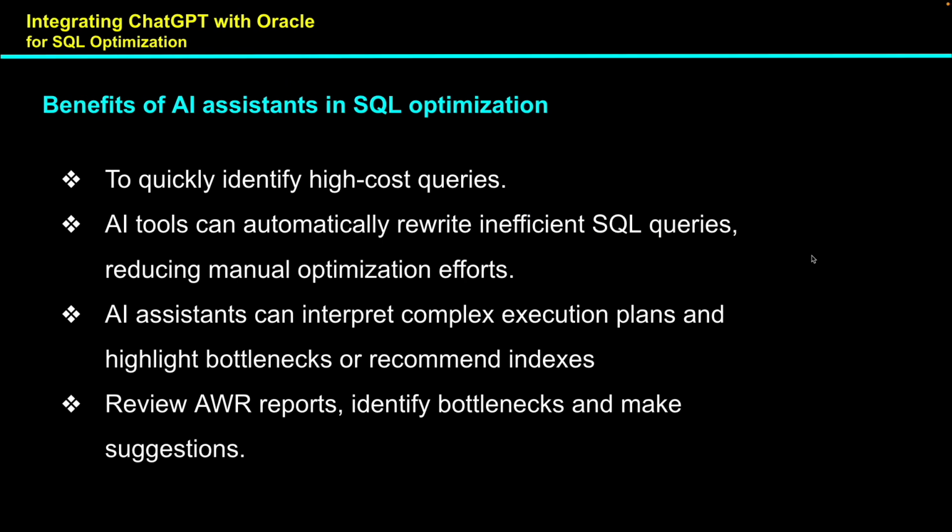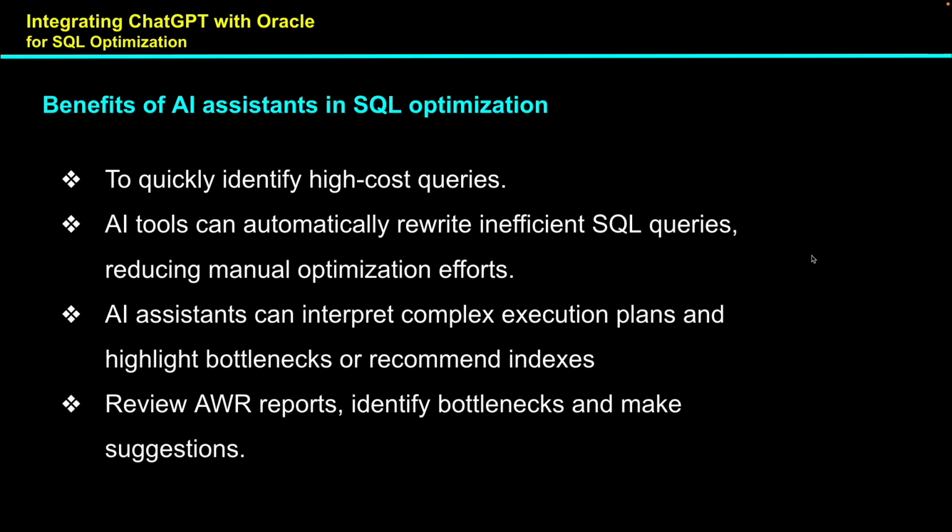The benefits of AI assistants in SQL optimization. The AI assistants help to quickly identify high-cost queries. The AI tools can automatically rewrite inefficient SQL queries, reducing manual optimization efforts. AI assistants can interpret the complex execution plans and highlight the bottlenecks or recommend indexes. It can even review the AWR reports, identifying bottlenecks and making suggestions.